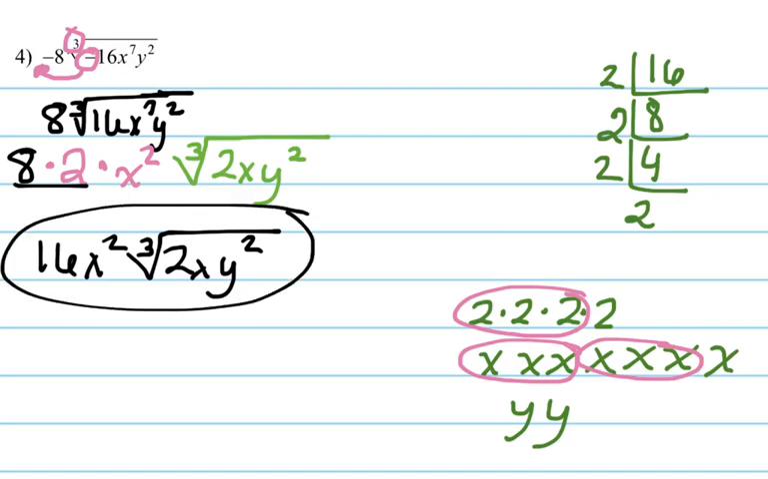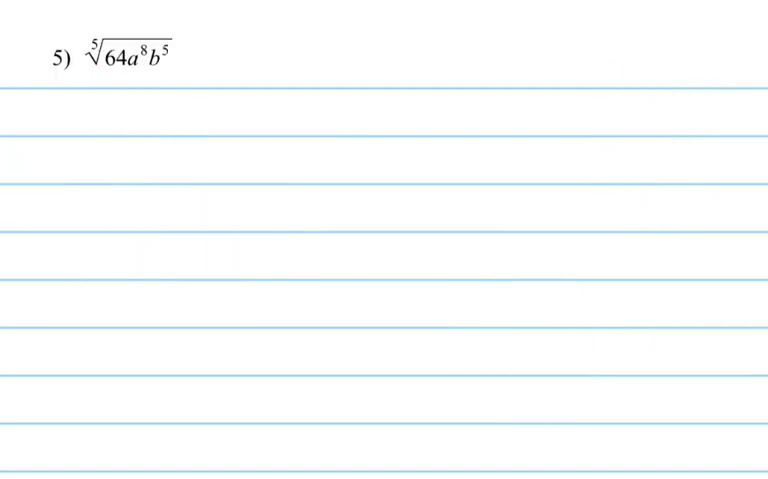And that is the answer. Number 5. On number 5, we have the 5th root. So that means that we're looking for groups of 5. And this time we're doing 64 is the number we're looking for the factors of.